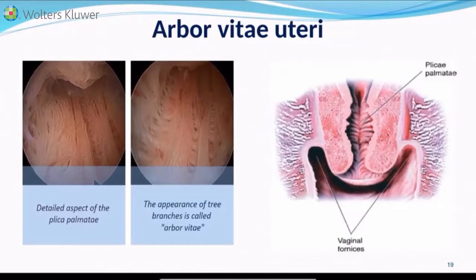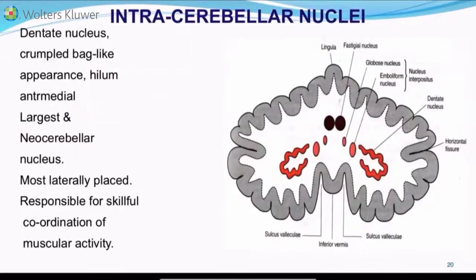Just to compare and contrast, this terminology has another significance in another organ, so that's why I brought it here. Arbor vitae cerebelli and arbor vitae uteri have almost the same meaning, but one is in the cerebellum and the other is in the cervical canal of the uterus. So please bear in mind the significance of both arbor vitae cerebelli and arbor vitae uteri as well.